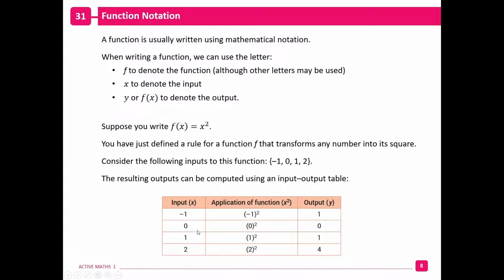When the input is 0, that means we change the x in our rule to 0, and it must be squared. Well, 0 times itself is still 0. 1 becomes 1, and the input 2 results in the output 4.